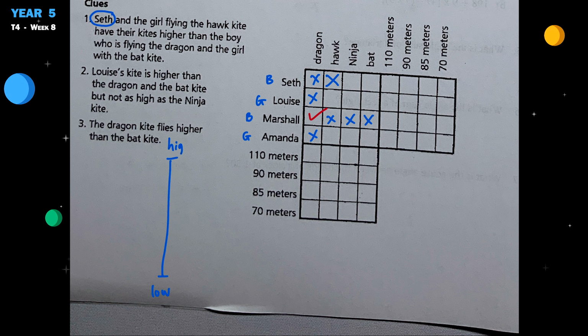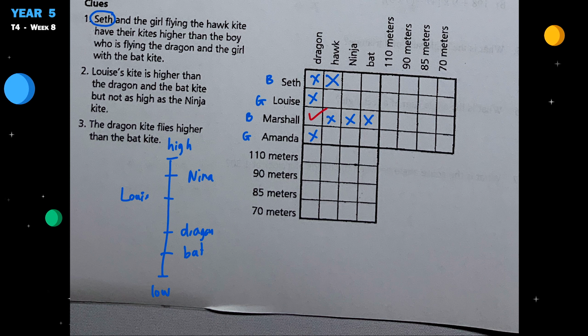This is high. It says Lewis's kite is higher than the dragon, but not as high as the ninja kite. So she's higher than the dragon and bat kite. So this is Lewis's kite, higher than the dragon and the bat, but not as high as the ninja. That means the ninja is the highest. Whoever has the ninja will have the highest. Now that means she's coming in at second place.